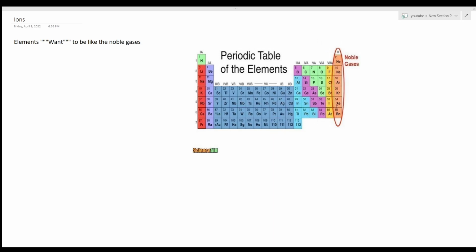All the other elements are jealous. Obviously they're not actually jealous, I don't think, but what they want is to be unreactive. They want to be stable. So they want to be like the noble gases. I've put "want" in inverted commas there because they don't want anything. They're not alive. But they want to be like the noble gases. They're trying to get a noble gas electron configuration. And they can do that by gaining or losing electrons.